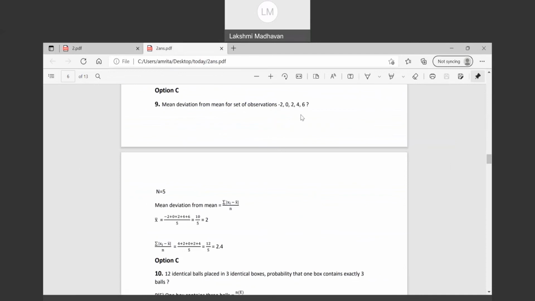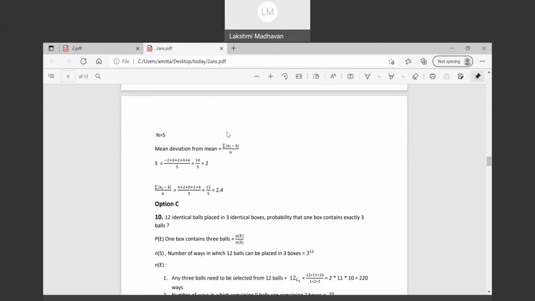So here the value of n is 5, and we know how we are going to find the mean deviation from the mean, right? It's sigma of modulus xi minus x bar, divided by n. So how will we calculate x bar? It's the sum of the values divided by the number of values. So we have 5 values here: -2 plus 0 plus 2 plus 4 plus 6 divided by 5. So we have the value of x bar as 2.